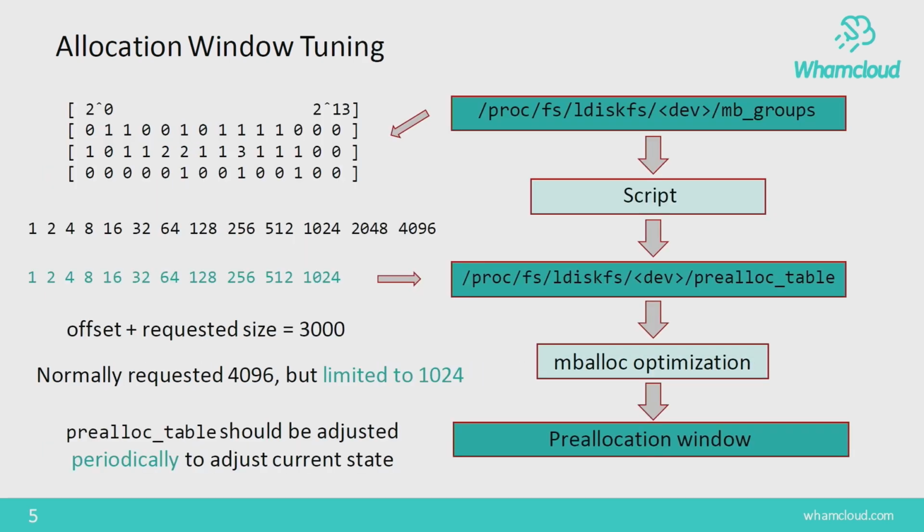So there's a few mechanisms that we have at our disposal today to improve that. One is the pre-alloc table interface, and, well, there's two things. One is there's a proc interface, MB groups, that dumps the buddy bitmap, which can tell you what the distribution of free space is and how big the free space is in each group.